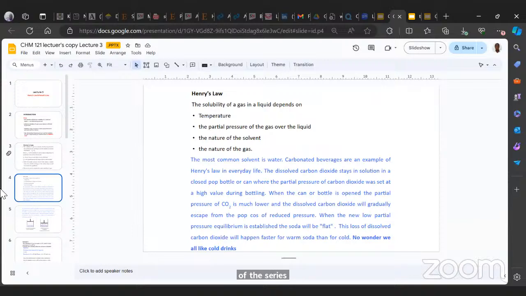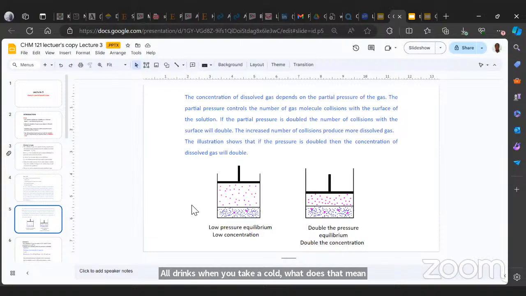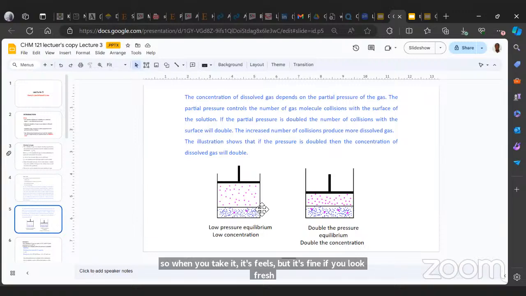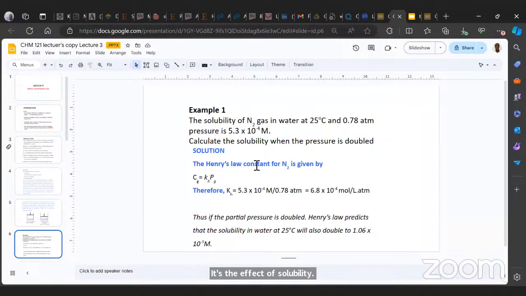That's why we all like cold drinks. When you take a cold drink, more of the CO2 is dissolving in the liquid. So when you take it, it feels satisfying. It feels so fresh. It's the effect of solubility. Henry's law at play. And so we've explained all this. To maintain equilibrium, if you reduce the pressure, solubility will decrease. If you increase the pressure, solubility increases. That's what that picture is all about.